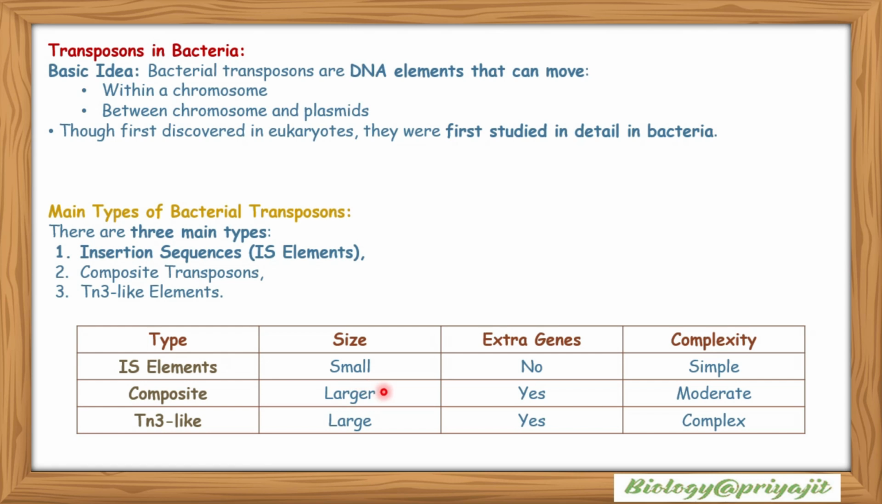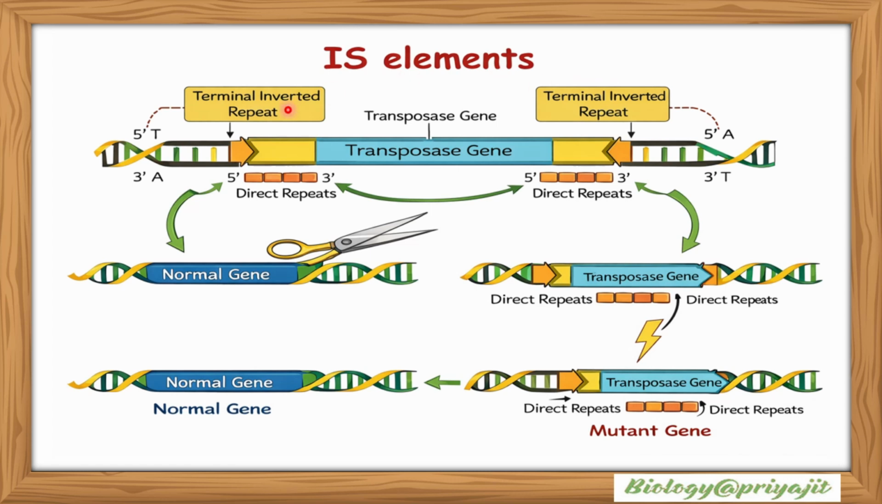Composite element is comparatively larger. It has no extra gene, but its complexity is moderate. And Tn3 element is larger. It is complex, and there are also extra genes. This is the diagram showing the IS elements. So we have to know what the key features of IS elements are.